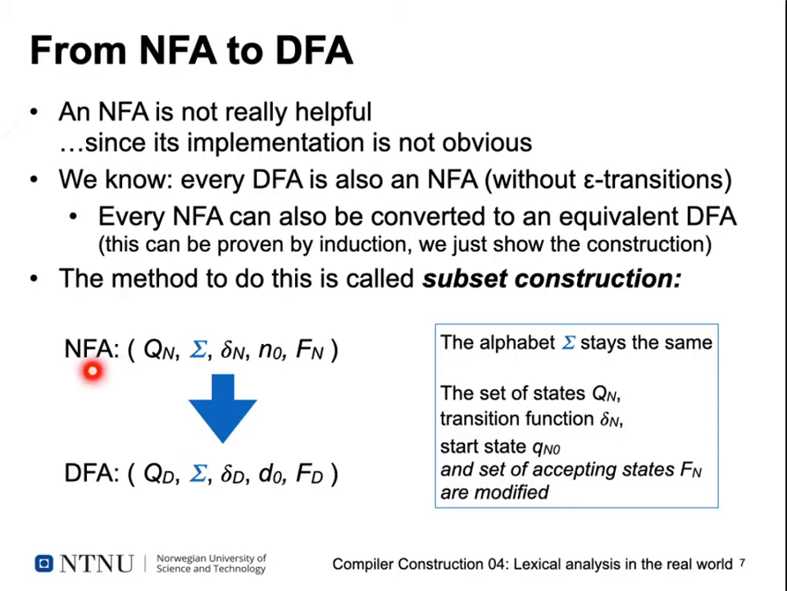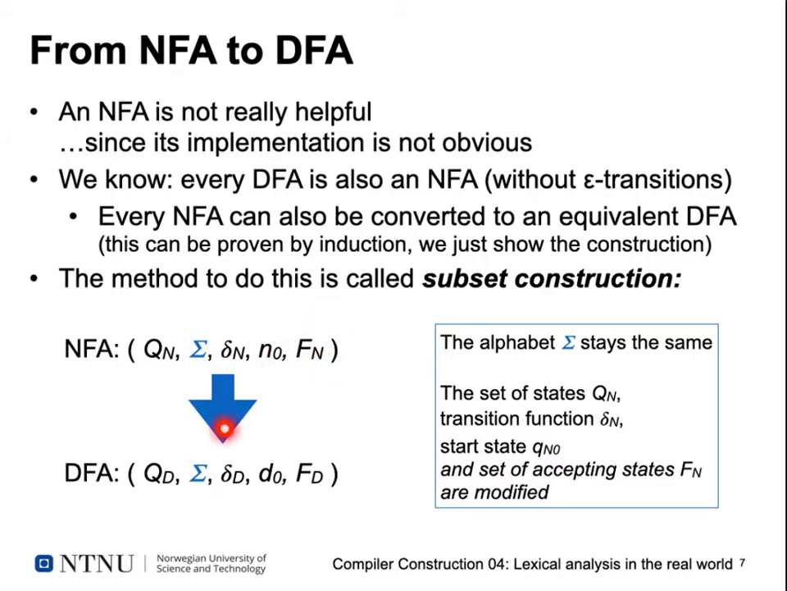So we start with an NFA, which is defined as this 5-tuple here. We have the set of states Q_N for the NFA states, we have an alphabet sigma, we have our transition function delta_N for our NFA, we have an initial state n0, and we have a set of accepting states F_N.